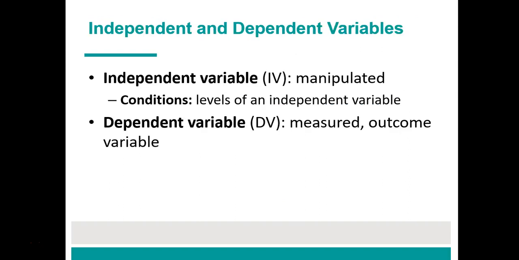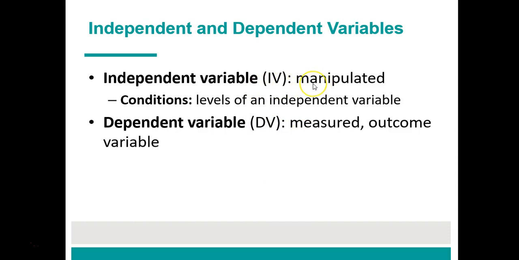We've talked about the terms independent and dependent variable before in this class. The independent variable, or IV, is the variable that you manipulate as the researcher, and the dependent variable, or the DV, is the variable that you measure, or what we call our outcome variable. So our independent variable might be a new drug treatment that we manipulate, and we are measuring levels of anxiety, let's say.